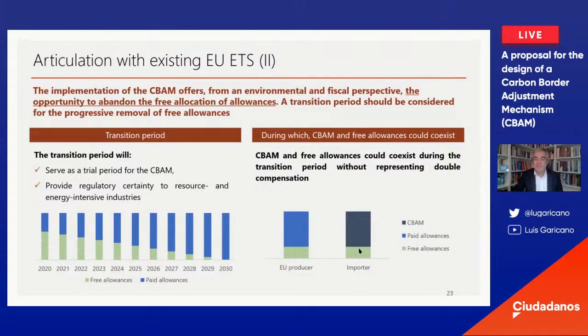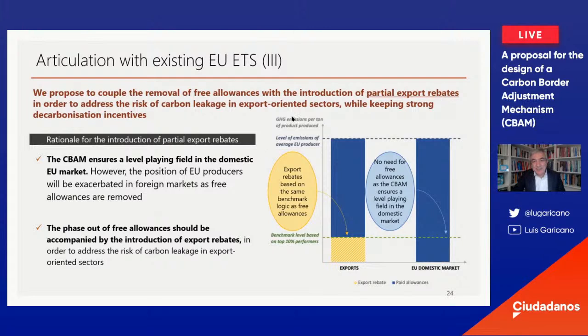Now, a second issue is, what do we do abroad? We're eliminating the free allowance, but then the aluminum producer who has to produce outside is going to have to pay for carbon. Maybe when he exports into China, into the US, there they don't have to pay for carbon. What do we do? We could introduce a system in which we give you back all that you paid in emission trading scheme permits. So all the permits when you export, we give them back.